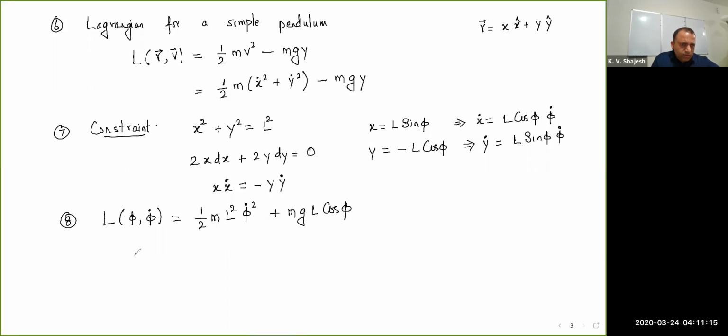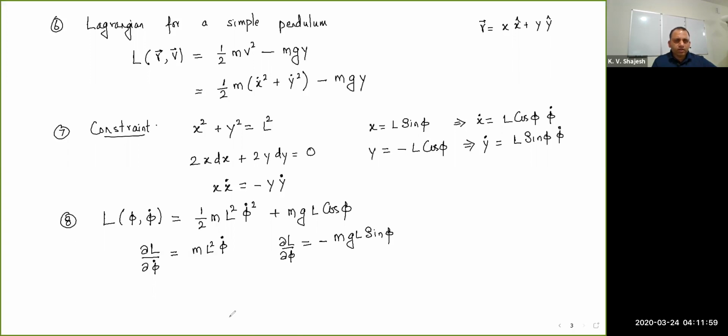Immediately we find our Euler-Lagrange, to use our Euler-Lagrange equation. We find the generalized momentum, which is the change in Lagrangian with respect to phi dot, and that's m L square phi dot. That's the angular momentum, if you want. And the change in the Lagrangian with respect to the angle phi, which will be the torque, is equal to minus mg L sine phi.